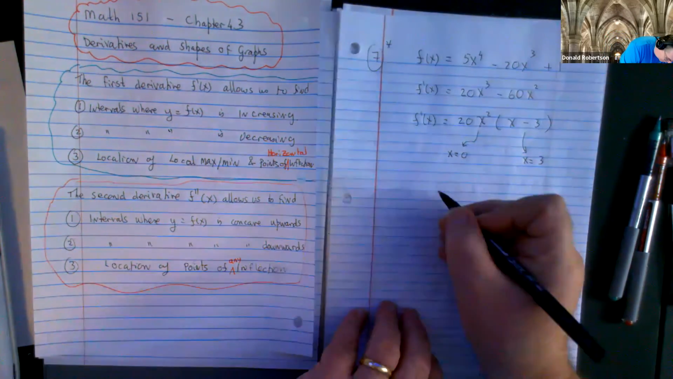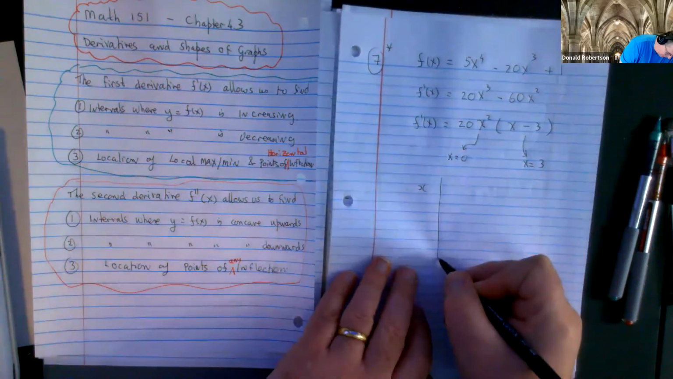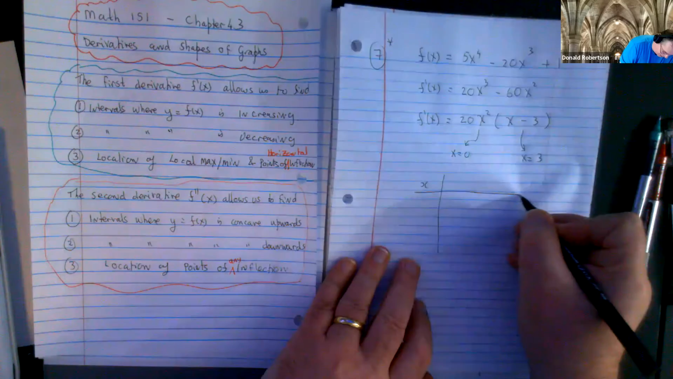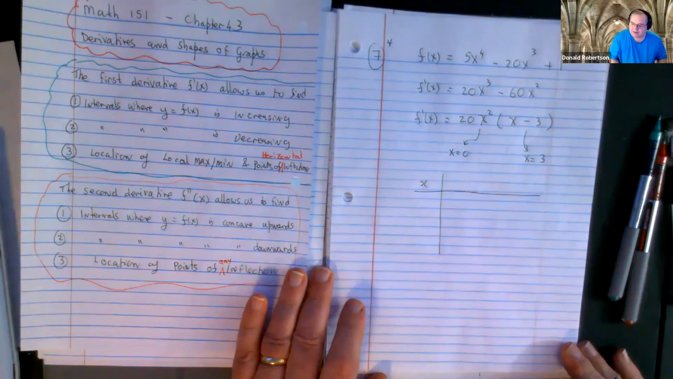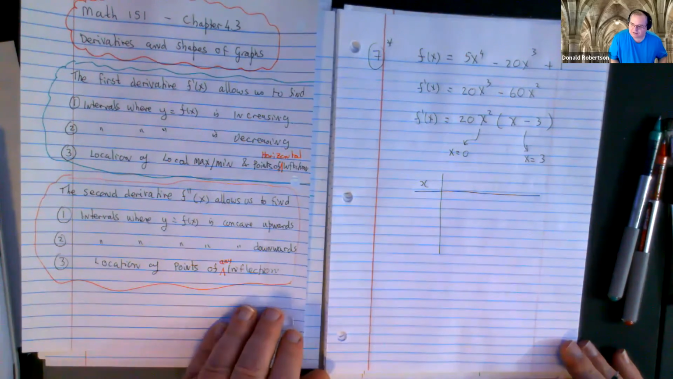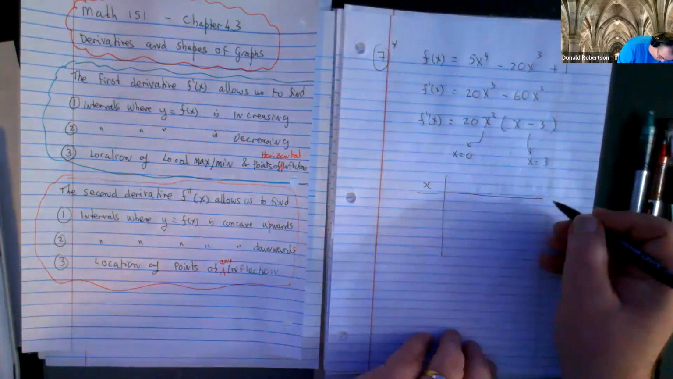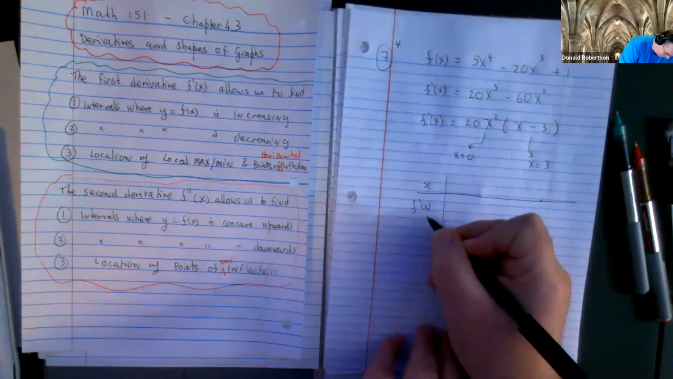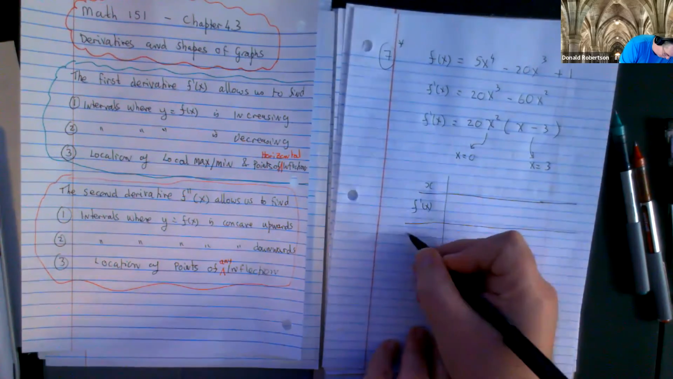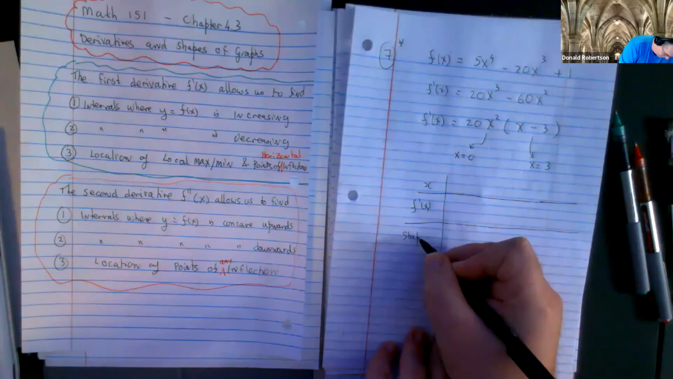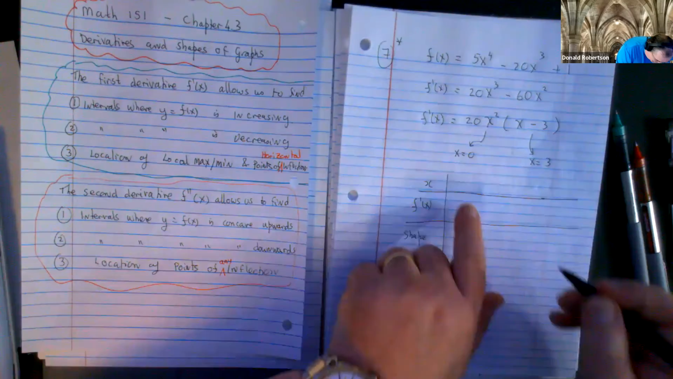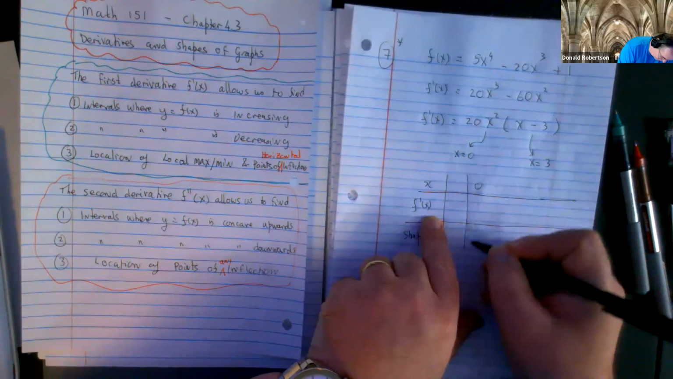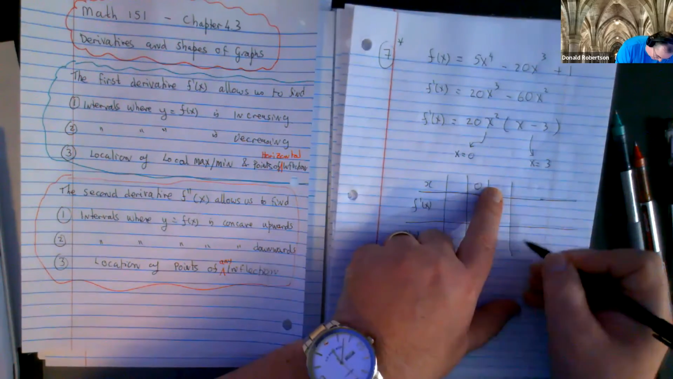And then I build what I call my table of signs. Can you remember this guy? And I put the derivative, and then I put the shape. And I have a guy at 0 and a guy at 3.